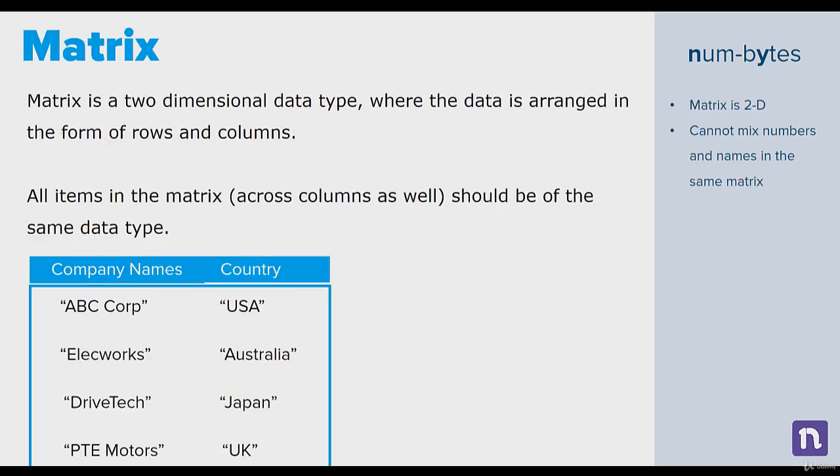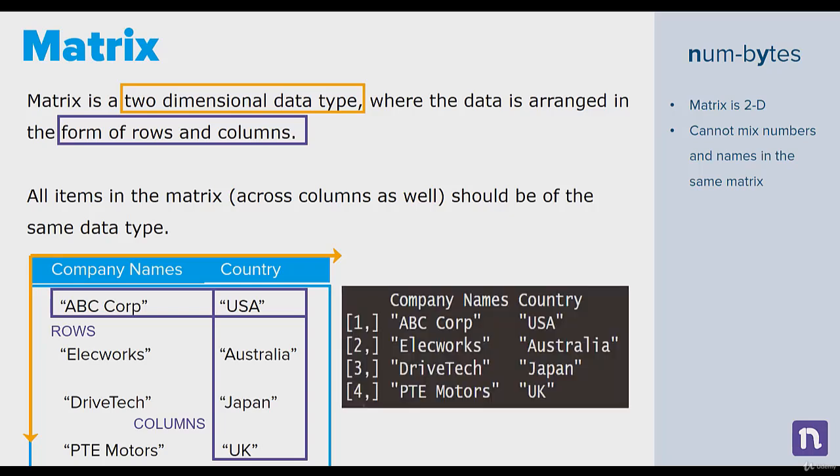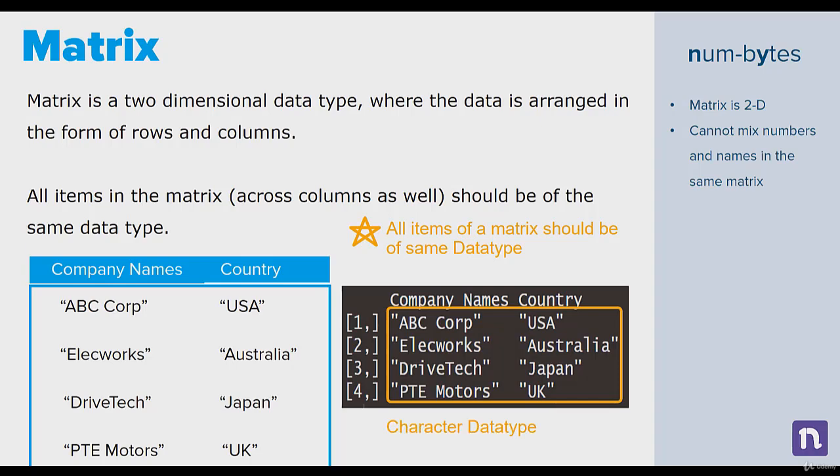The second type of data structure is matrix. It is two-dimensional because you can arrange the data in the form of rows and columns. And like vectors, all the items in a matrix should be of the same data type. In R, the same data can be represented something like this. A key point to note here is all the items in this matrix, or any matrix for that matter, should be of the same data type. In this matrix, every item here is of character data type.